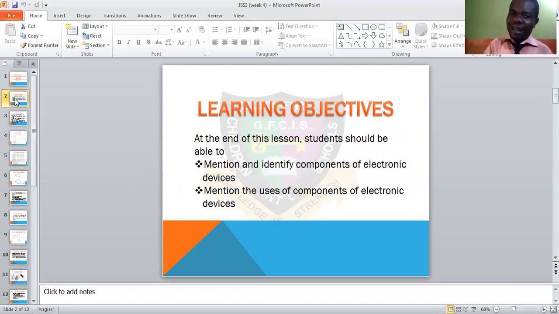That is, at the end of the lesson, you should be able to mention and identify components of electronic devices. Precisely, we're talking about the remaining ones now. Then measure the use of components of electronic devices. These are the objectives for this week 4 topic. That's the continuation of the other one.